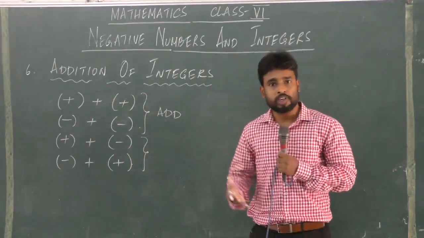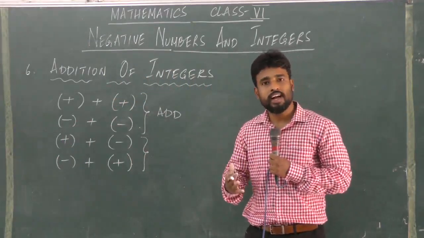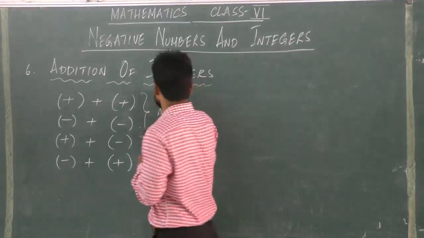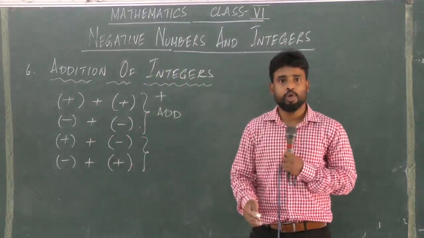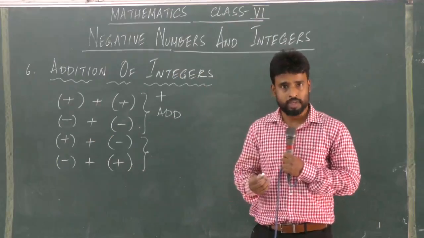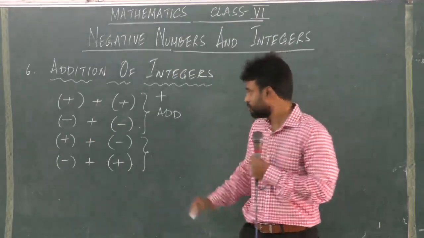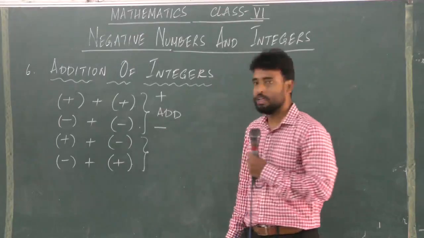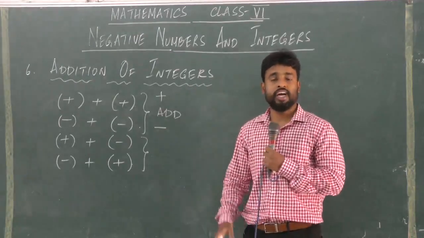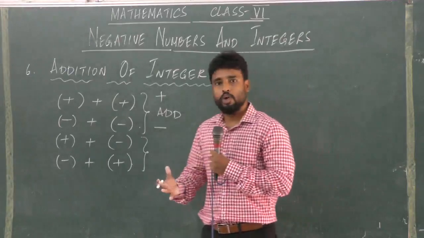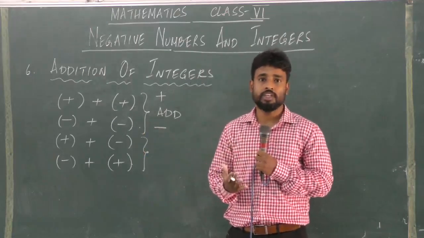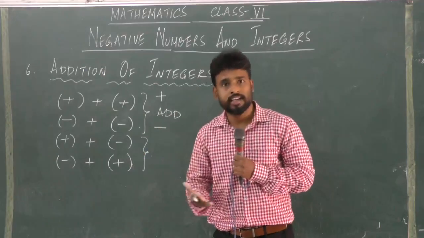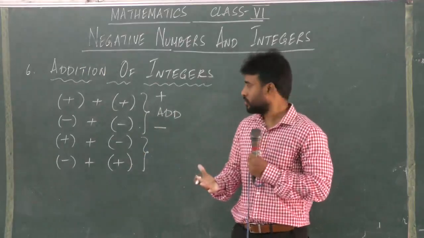The sum of two positive numbers will result in a positive number, and the sum of two negative numbers will result in a negative number. We'll come to the examples later on. So basically you understand that when we have two positive numbers, we add them and write in positive, and when we have two negative numbers, similarly we also add them and write in negative.